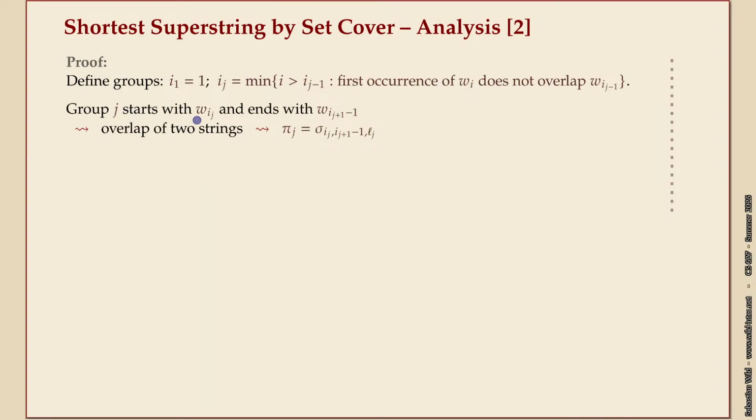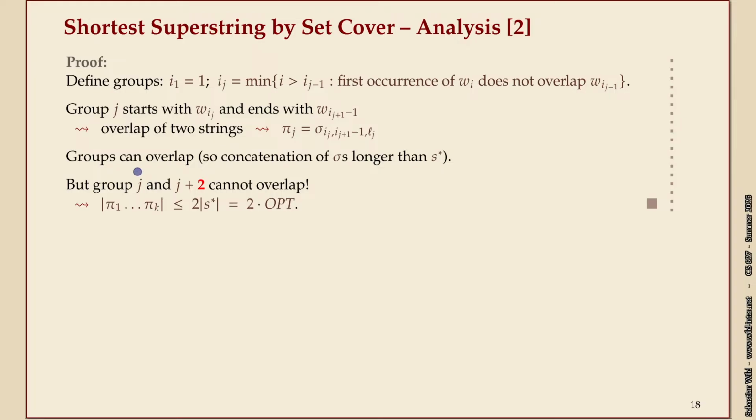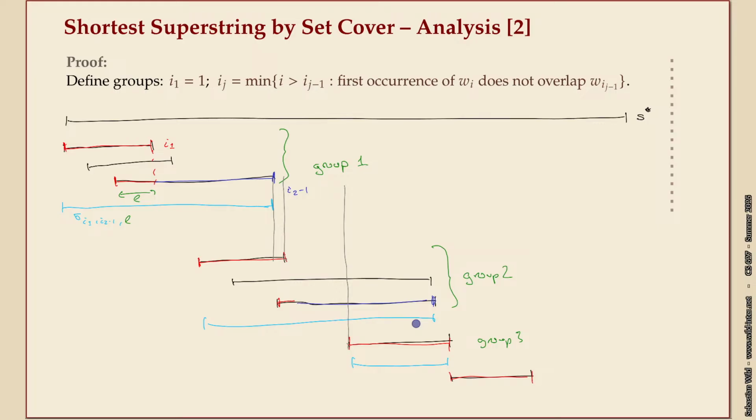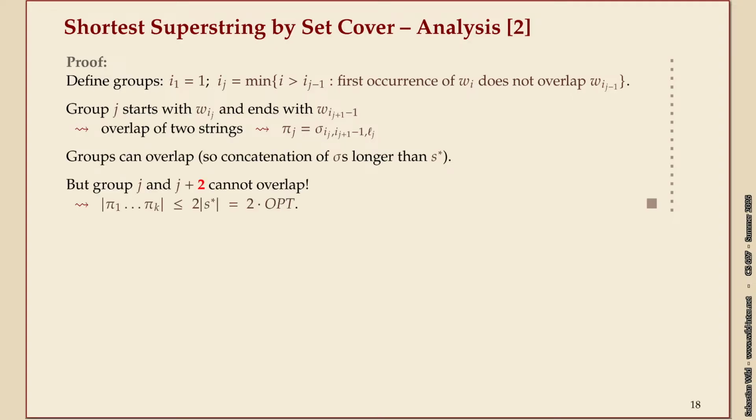So group J starts at this and ends at this. That's what I've just drawn. And we can define these light blue overlap strings. The groups can overlap, so their concatenation might be longer than the superstring. But whenever I jump to the next, after the next group, I get that they don't overlap. Which means if I do take my light blue guys and I'm concatenating them all, I'm going to at most cover this optimal superstring twice, right? Once with the odd and once with the even pi's. And so that's why the total length is at most twice the optimal one.